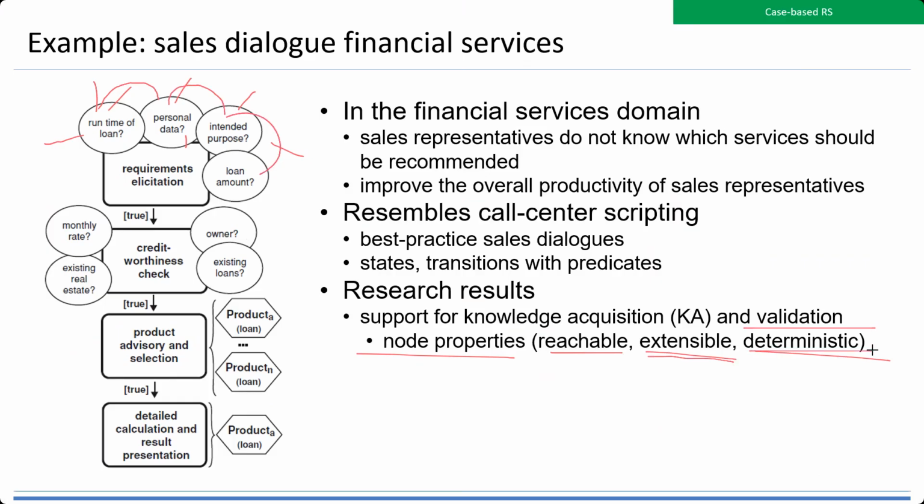We can have the answer yes or no. We can have the answer true or false. Or we can have the answer on loan amount, more than 100 million Korean won or less than 100 million Korean won, and so on. So it should be deterministic.